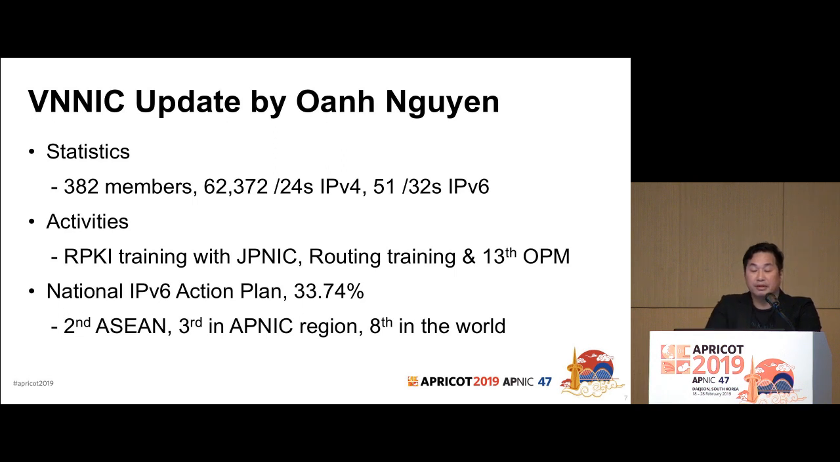Next, the VNNIC update was made by Oan Eng Nguyen. They have 382 members, and about 62,000 IPv4 and 51 IPv6. Main activities were RPKI training and also training about routing. They are actively collaborating with other NIRs. JPNIC participated in RPKI training, and APNIC took part in routing training. They also have a national IPv6 action plan. According to APNIC Labs, their IPv6 use reached 33.74%, which is second in ASEAN, third in the APNIC region, and eighth in the world.